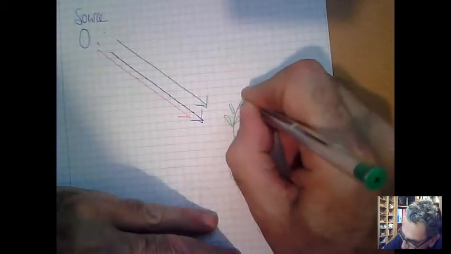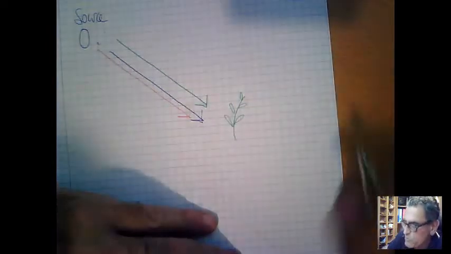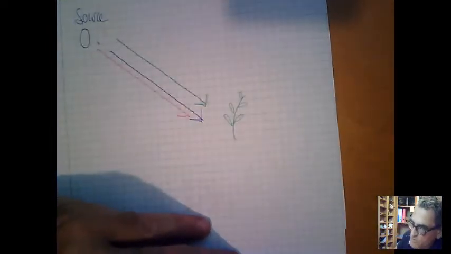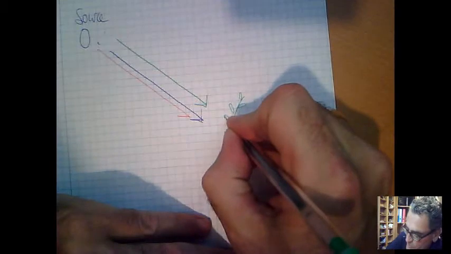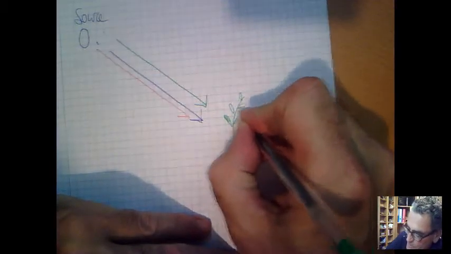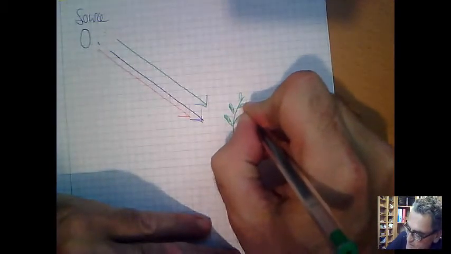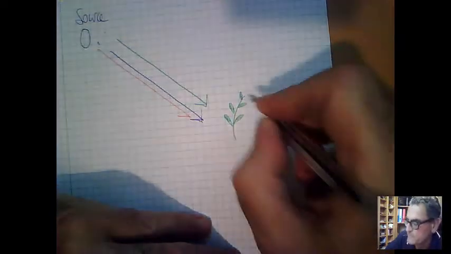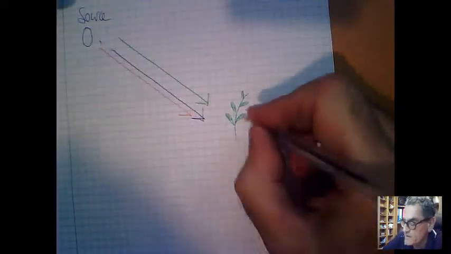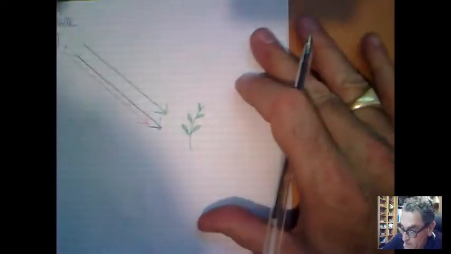The plant is green. Okay, I'm going to take a plant without flower, because the flower is another problem if it's not green. I just take the green part of the plant. Why is this plant green? Why do we see it green?